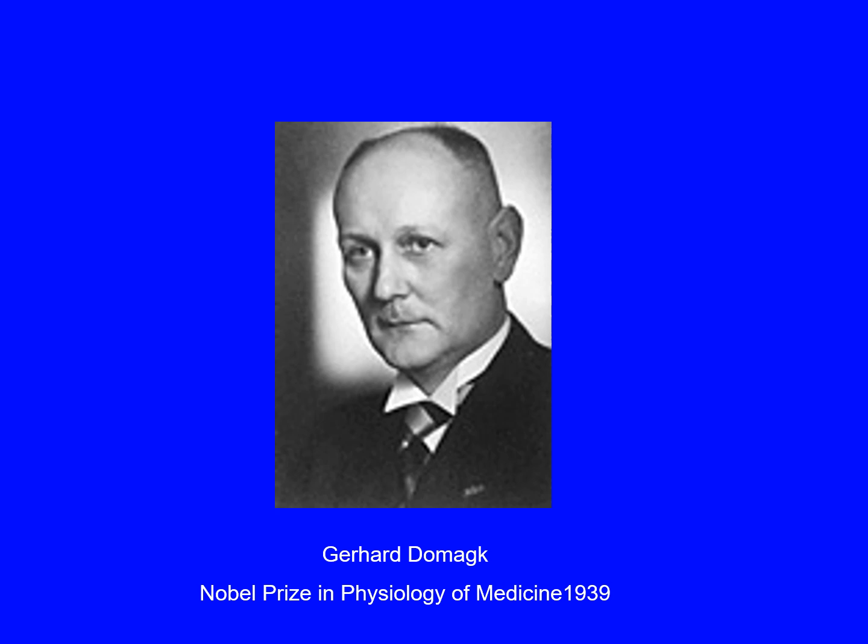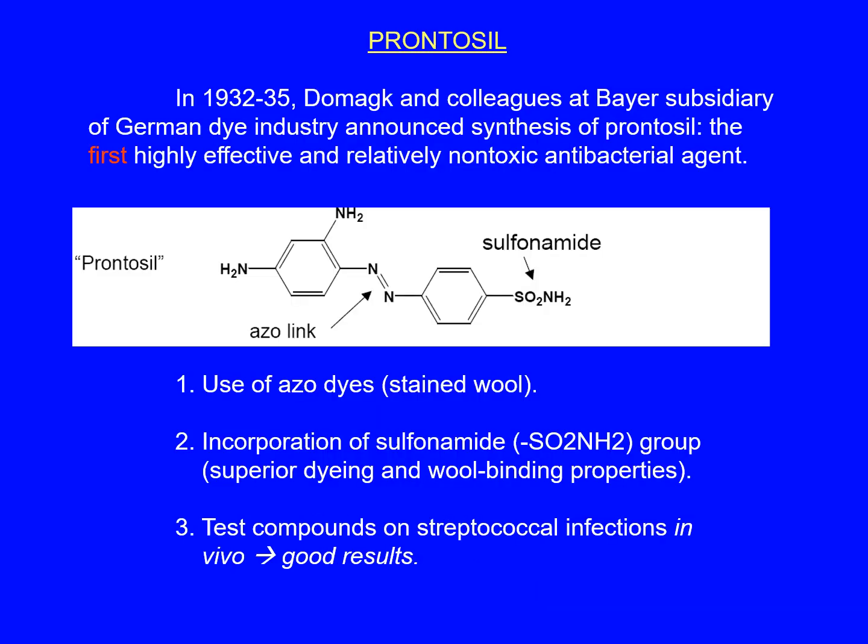As we did earlier this morning, I'd like to give a little bit of history, and here I would like to mention Dr. Gerhard Domagk. He received a Nobel Prize in Physiology or Medicine in 1939. So what he did, he really discovered Prontosil. At the time, he was working with colleagues at Bayer. Now Bayer is a pharma company, but at the time it was a dye industry.